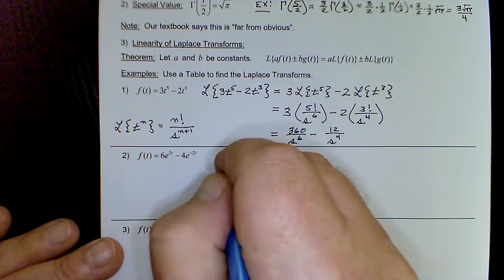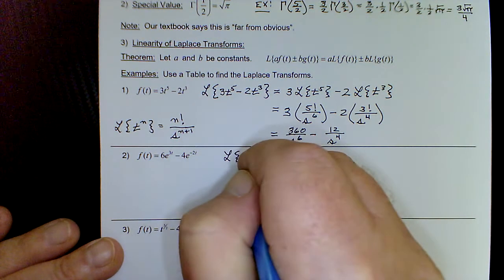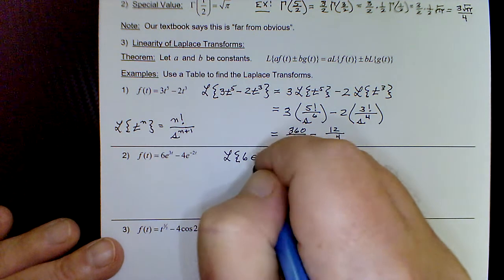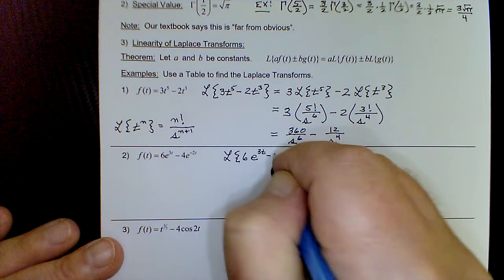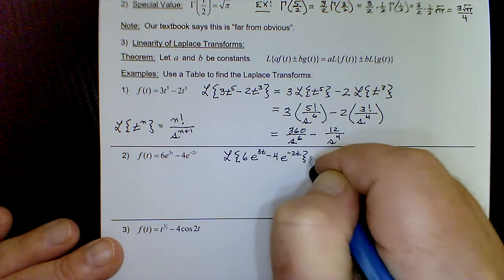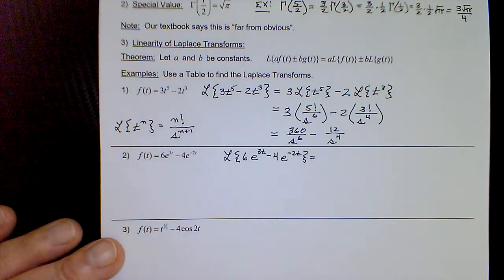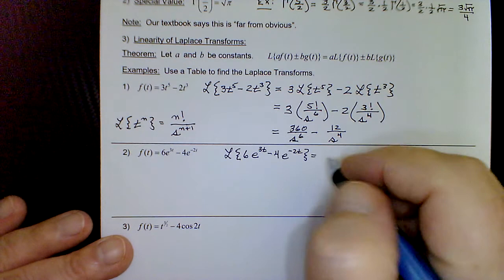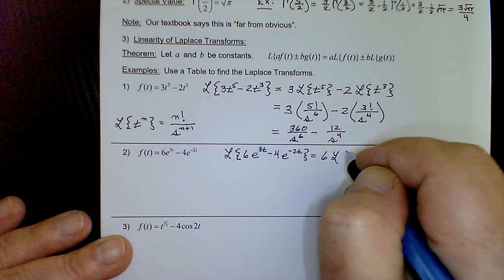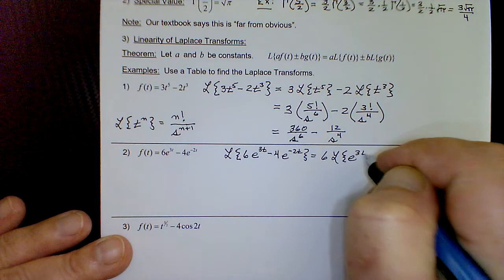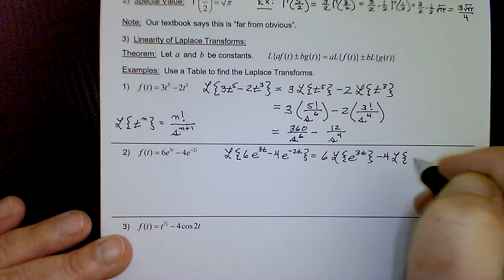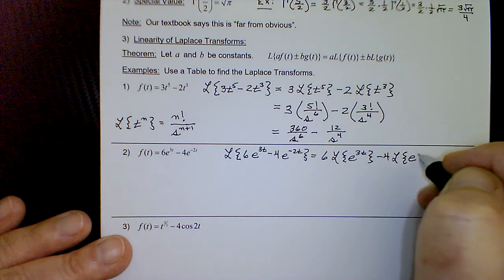For the next one, Laplace of 6 e to the 3t minus 4e to the negative 2t is going to be, so the first move is the linearity property. So 6 times the Laplace of e to the 3t minus 4 times the Laplace of e to the negative 2t.